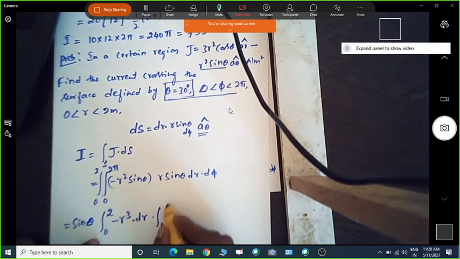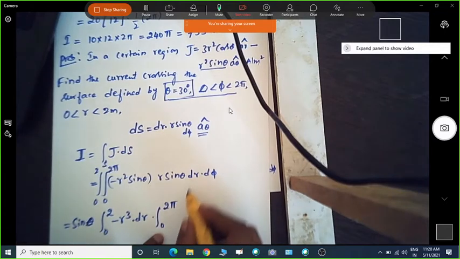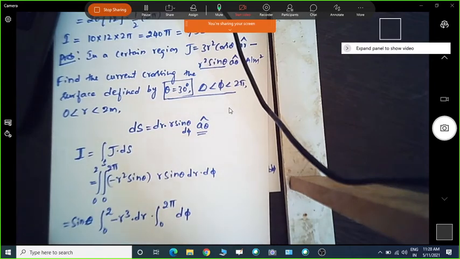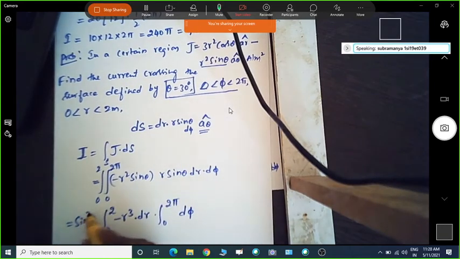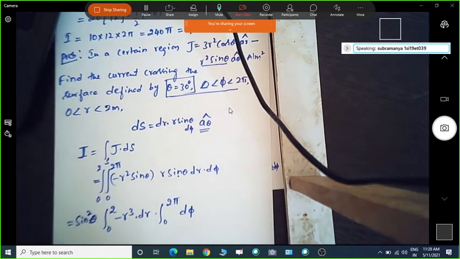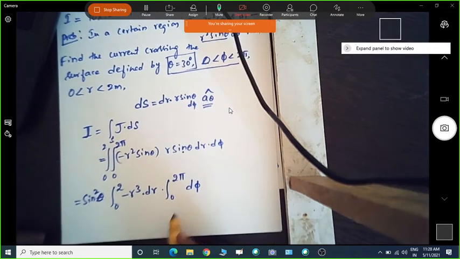Now the variation of phi is 0 to 2 pi, so this d phi gives 2 pi. So it is sin square theta outside, because sin theta into sin theta is sin square theta. You get 2 pi as the answer.